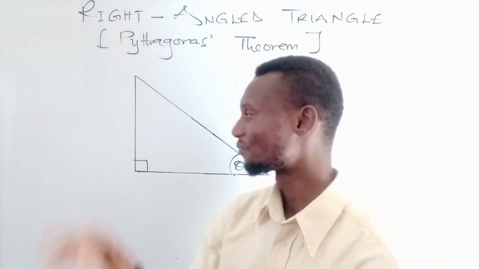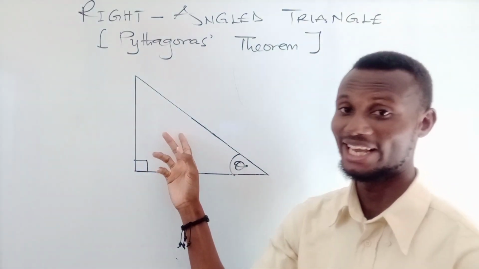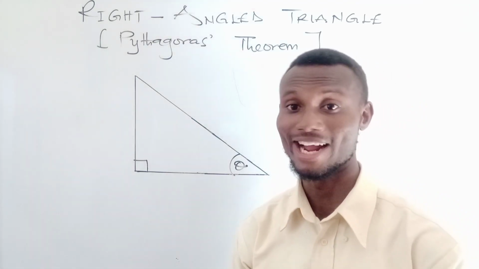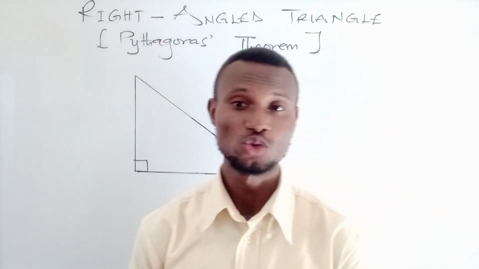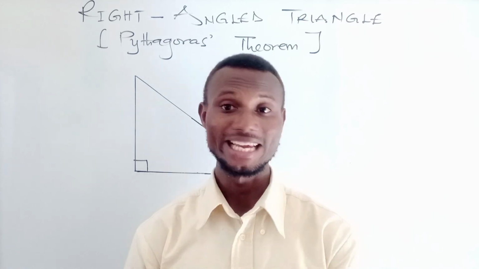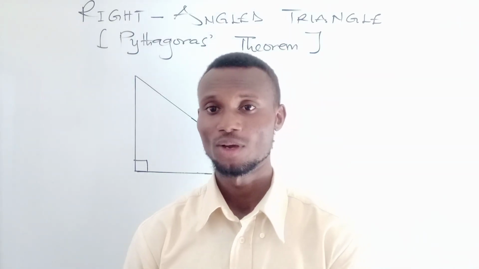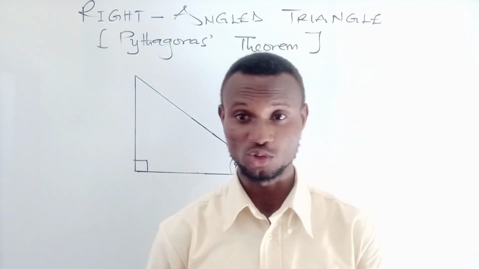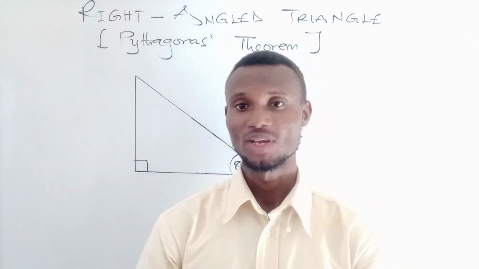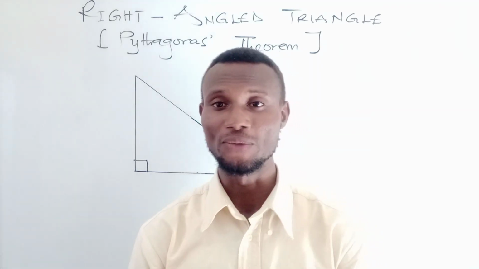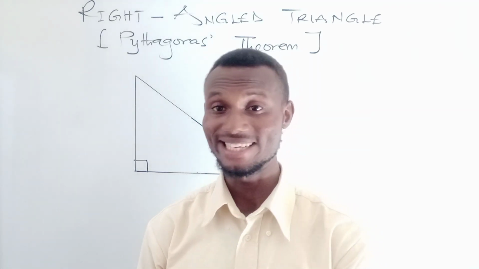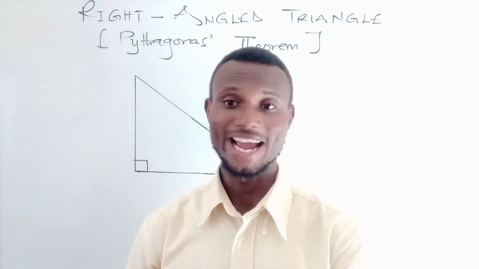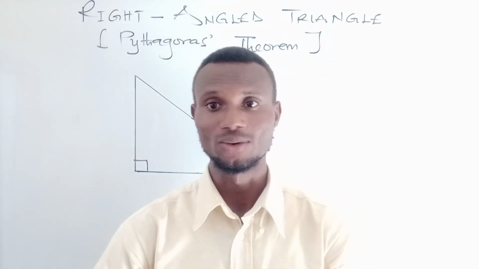You can see that I have a diagram on the board, and this is a diagram of a right-angled triangle. For you to be able to identify any particular triangle as a right-angled triangle, there's one key thing you are supposed to note: there's always a 90 degrees angle being formed inside the triangle, and that is what makes the triangle a right-angled triangle.